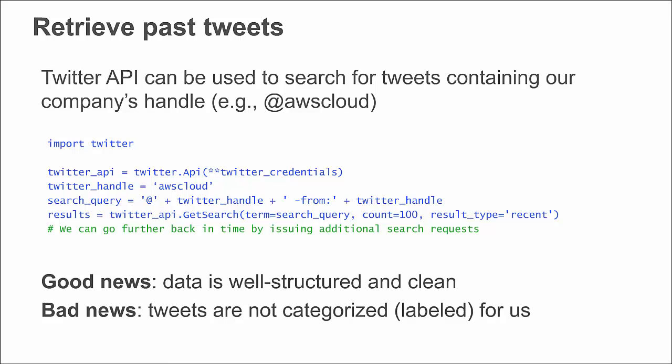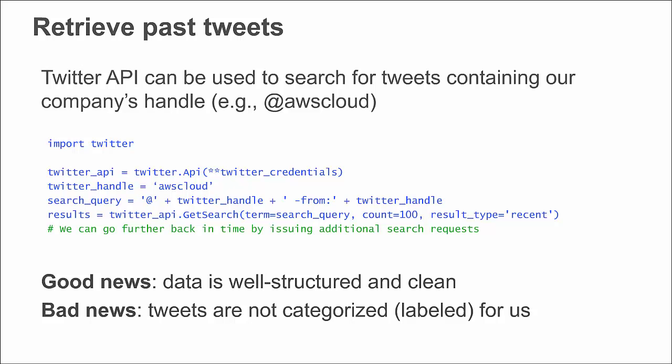And there is good news and bad news here. The good news is the data we get from the Twitter API is well structured, it's reasonably clean, we don't need to spend a lot of time cleaning it up. The bad news is Twitter will tell us what tweets have occurred in the past, but Twitter will not tell us which of these tweets are customer service actionable or not. They don't know. It's really specific to our business and our application.